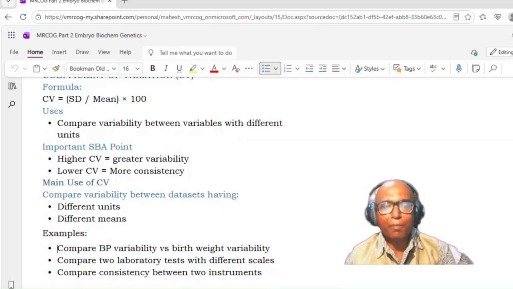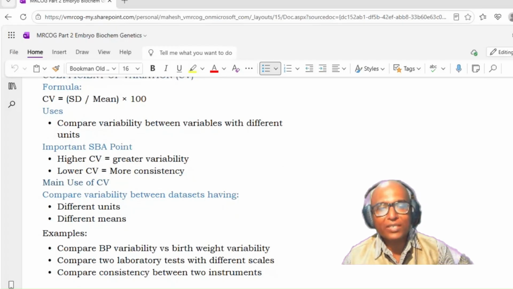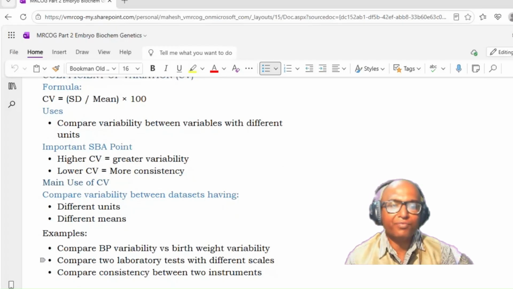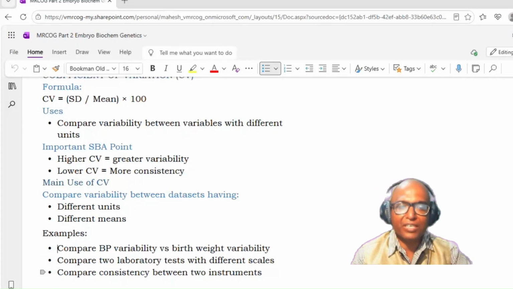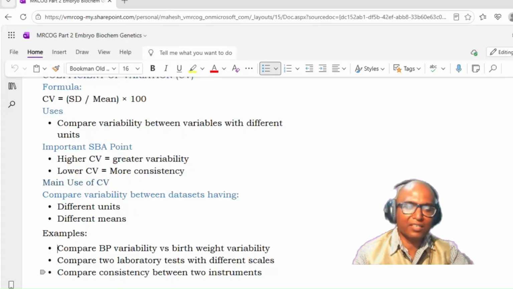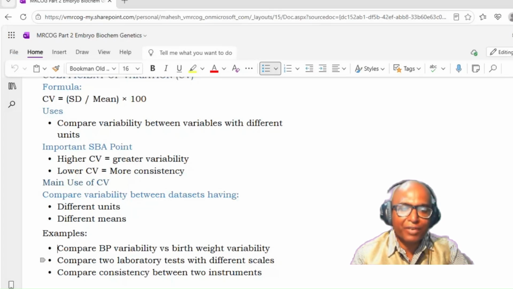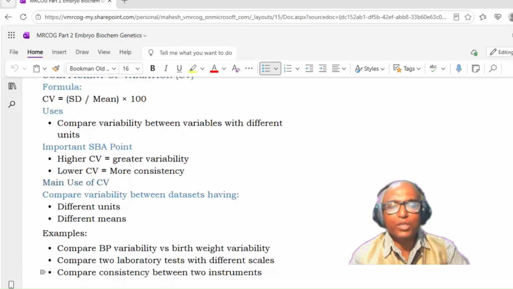For example, compare the blood pressure variability versus birth weight variability. Now here we have different units. Blood pressure versus birth weight. Birth weight may be in kilograms, it may be in grams. Here it will be in millimeters of mercury. Then compare two lab tests with different scales. The same test with a different scale, how will you compare? Here the coefficient of variation helps us. Then compare consistency between two instruments.